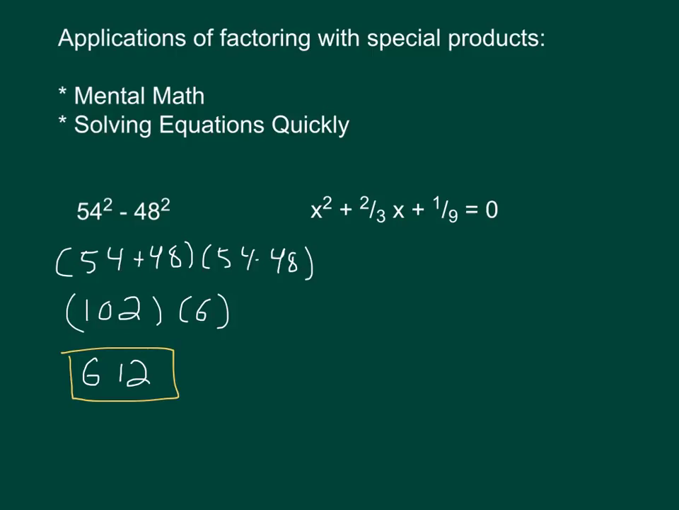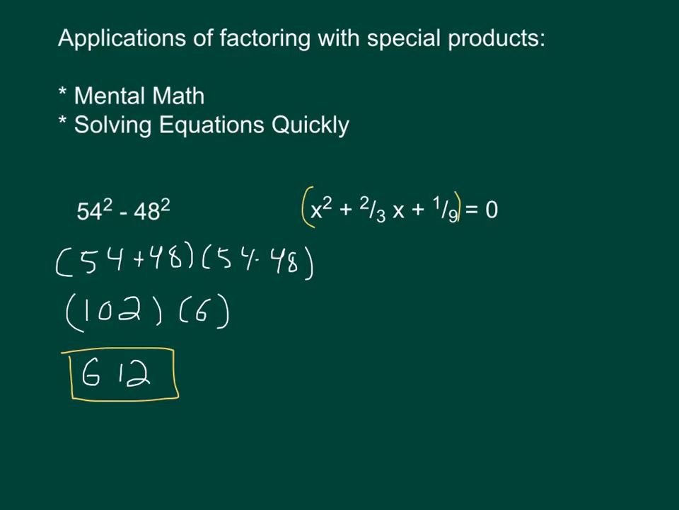So that's one application. Another one is sometimes this can be used to help us solve equations quickly. If I look at the equation on the right here, x squared plus 2/3 x plus 1/9 equals 0. First thing I see is fractions. I don't like it. It's a pain. So one thing I can do is clear out the fractions by multiplying by the least common multiple of the denominators, which in this case would be 9.